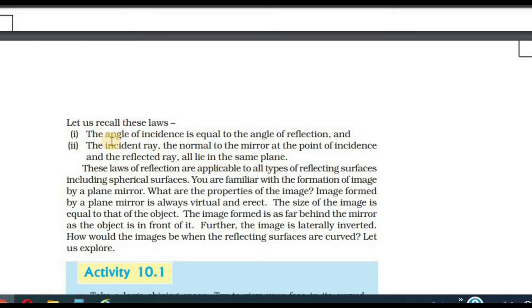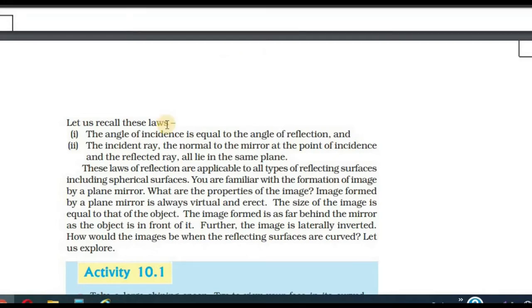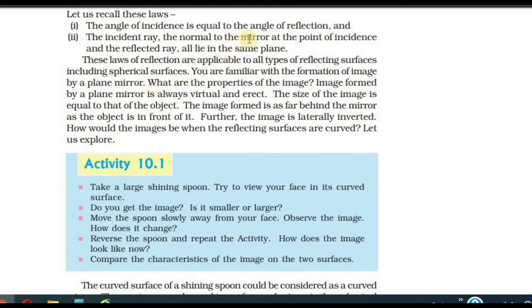When we are discussing the law of reflection, you remember that ray diagram: a light ray obliquely hits a reflecting surface, and the surface reflects that incident ray back. Then you have the laws: the angle of incidence, represented by the small letter i, is equal to the angle of reflection, r. And the next law is that the incident ray, the normal to the mirror at the point of incidence, and the reflected ray all lie in the same plane. These laws of reflection are applicable to all types of reflecting surfaces, including spherical surfaces.